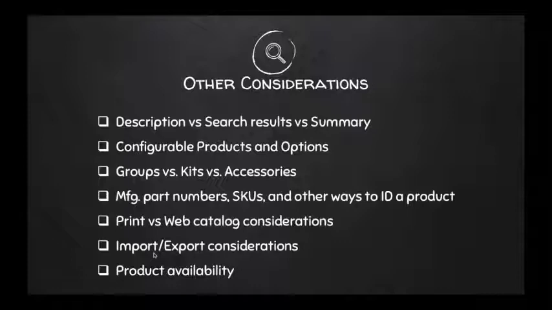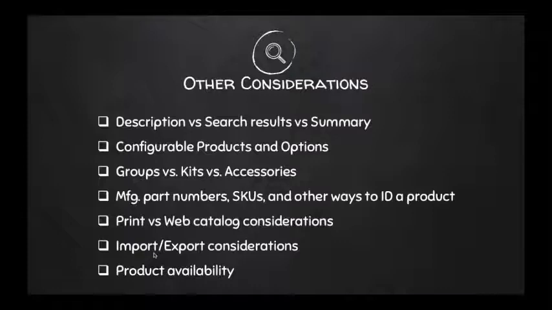Other things to think about are configurable products and options. Some products may have additional options. Some products may need to be grouped together, or a product may be a part of a kit, so you need to buy multiple pieces to actually put a kit together. Some products may have additional accessories, or you may want to highlight some accessories with certain products. So these are some other things that you could add to your product catalog.